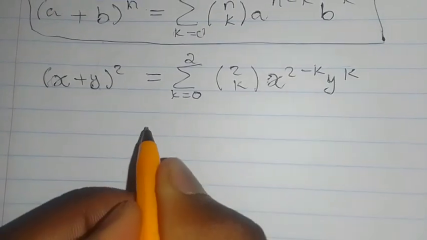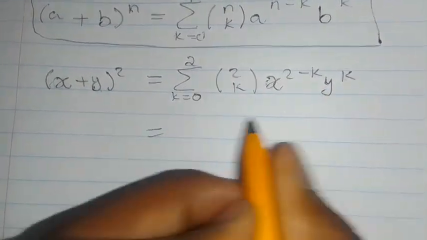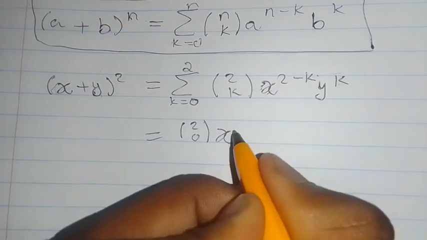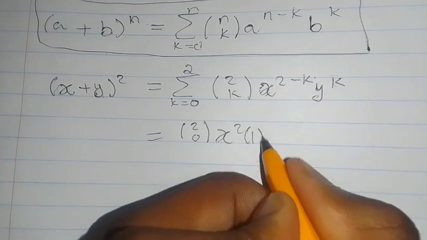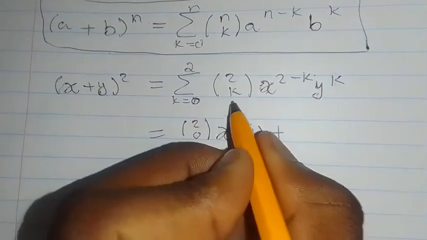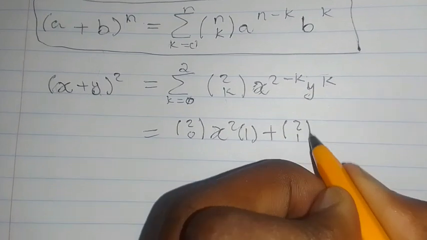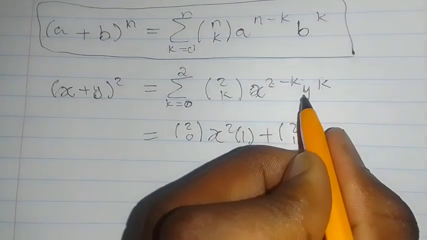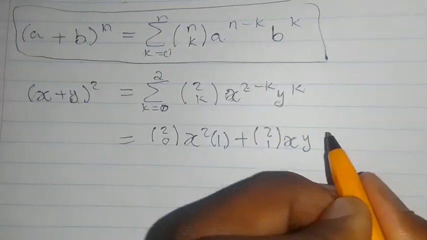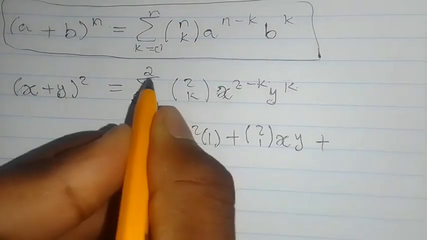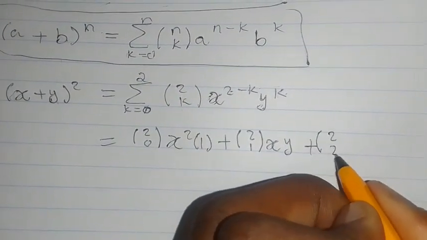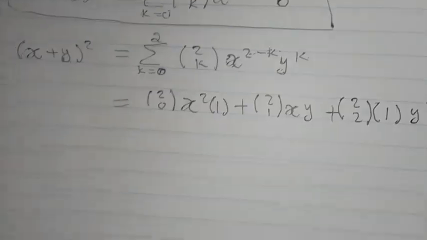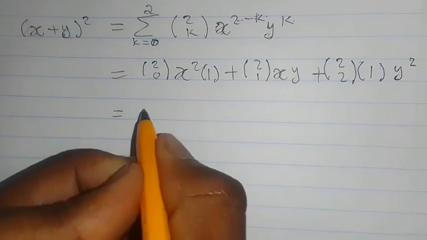Now the first thing you'll do is substitute in k equals 0 everywhere. So you're going to have 2 combination 0, x to the power 2 minus 0 which is 2, y to the power 0 which is just 1. Plus, since it's the summation, now you plug in k equals 1, so this will be 2 combination 1 multiplied by x to the power 2 minus 1, which will just be x to the power of 1, multiplied by y to the power of 1, which is just y. Then plus, the last one you substitute is k equals 2, so you have 2 combination 2, x to the power 2 minus 2, that will basically be 1, and then y to the power of 2.